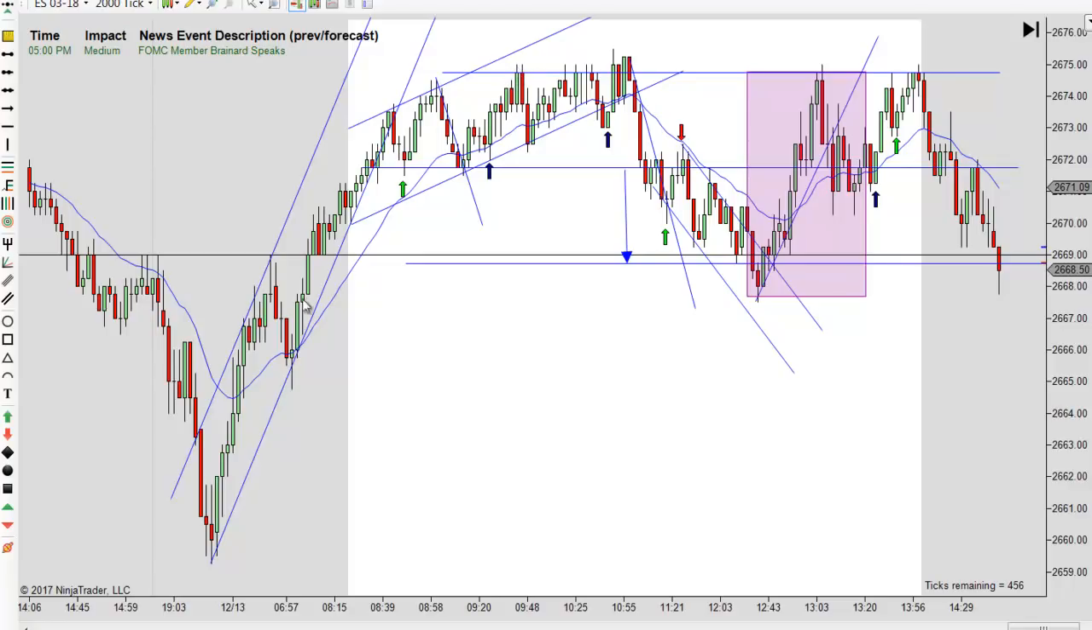This is a pretty strong move up, so you're probably going to get a retest with a new high, but you don't know that, so you can't risk it. You've got to make sure you get in following the rules.